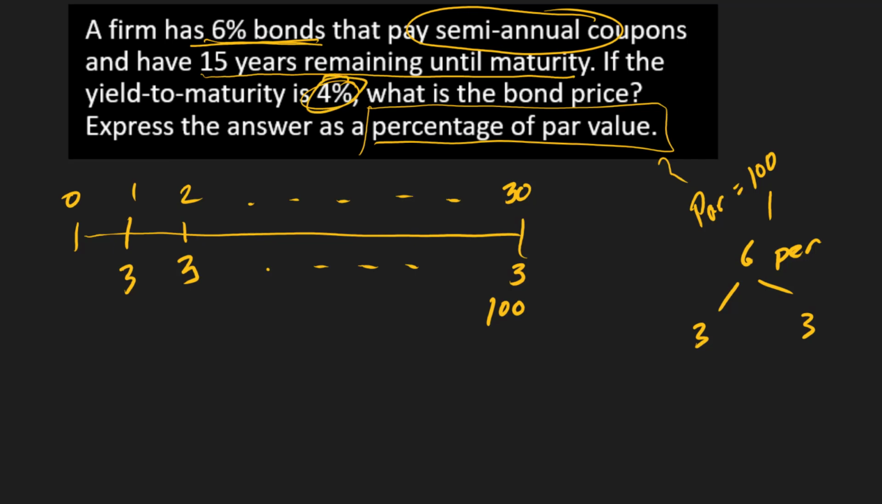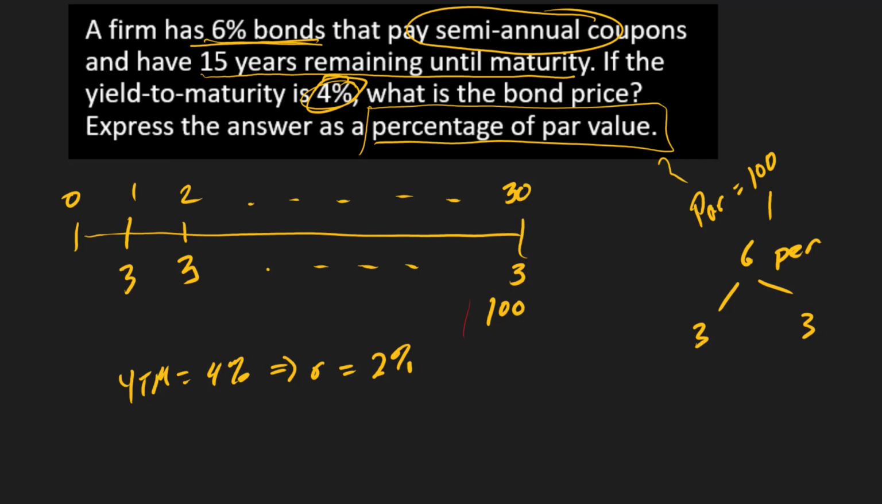We just need to recognize we're calculating a present value with a discount rate annualized of 4%. So if yield to maturity is 4%, then our semi-annual R is going to equal 2%. Okay, so let's now go to our financial calculator.